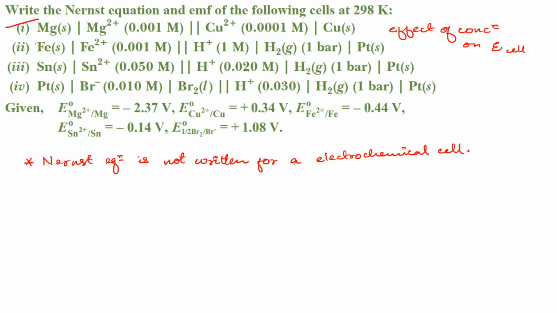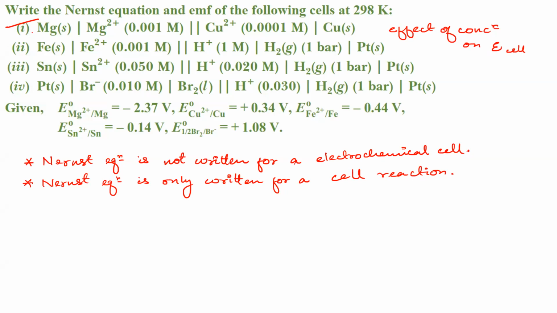First, whenever you are given a cell, you will have to convert that cell into a particular reaction. Please write the next line: the Nernst equation is only written for a cell reaction. This is very important, because both of these things may be interlinked with each other. You can get an electrochemical cell from the cell reaction, and a cell reaction from an electrochemical cell. But please remember, a Nernst equation can only be written for a cell reaction, not an electrochemical cell. I will tell you why.